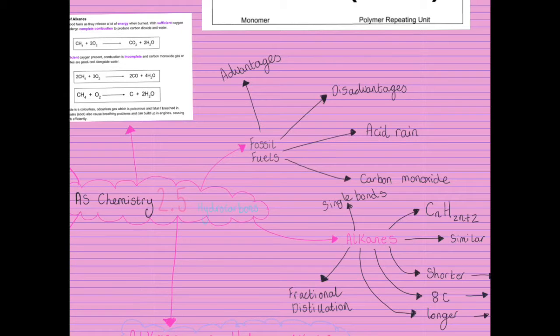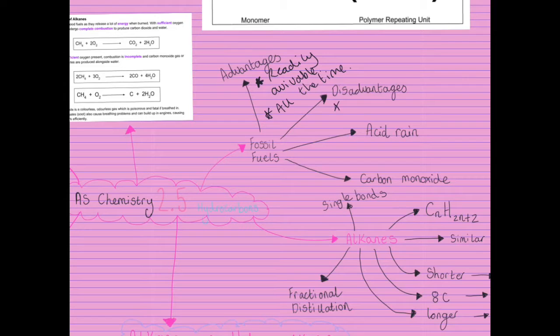So advantages of using fossil fuels then. At the moment they're quite readily available, and they're available all the time. With something like solar panels, it's only available when it's light, so fossil fuels are available all the time.